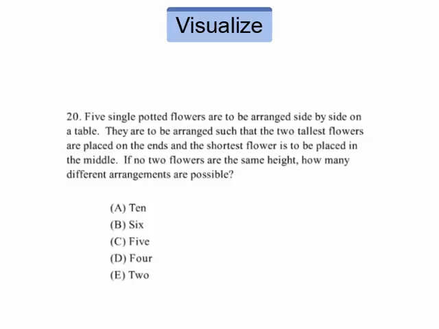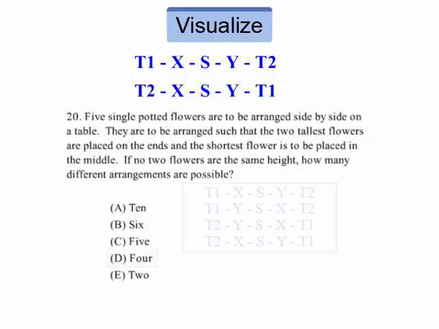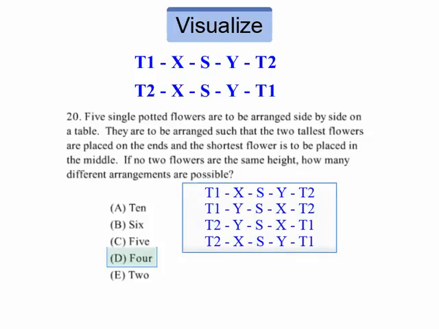So let's say we've got the tallest one on the left end, and we've got X. That would be one in the middle. S is the short one, then Y, and then the other tall one at the end. Now let's flip the tall ones at the end and you can do the same thing flipping the 2 mid-sized plants. So we get a total of 4 combinations here.